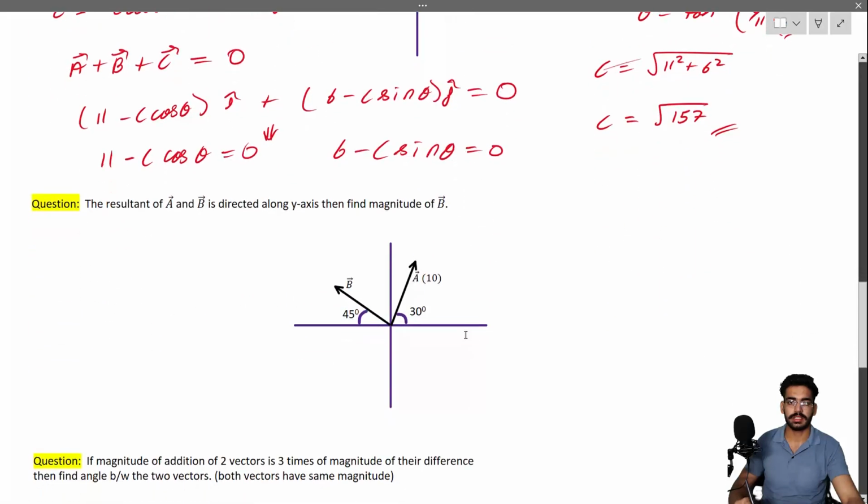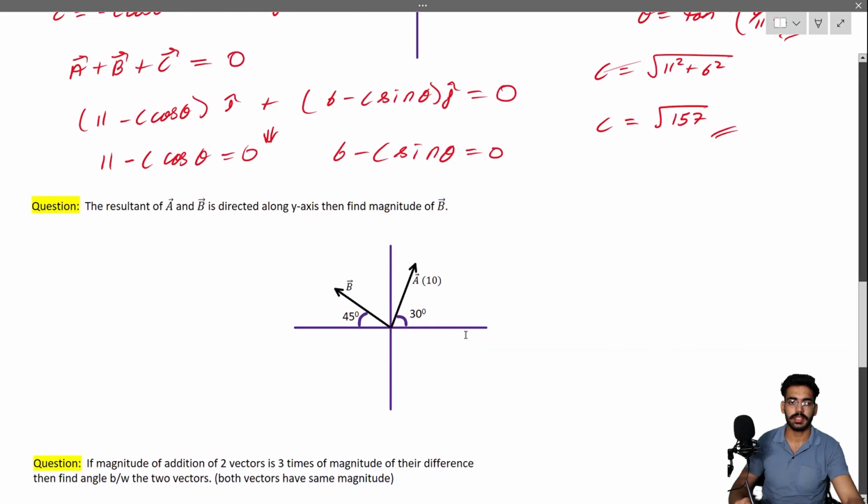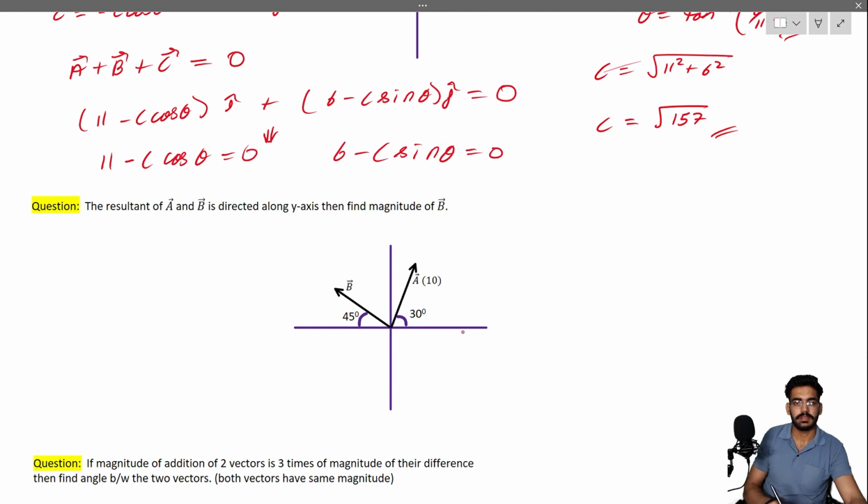Now let's go for next thing, which is: the resultant of A vector and B vector is directed along y-axis. Then find magnitude of B vector. Okay, resultant of A vector and B vector is directed along y-axis. Along y-axis it is directed, along x-axis it is not. Then magnitude of B vector. First write down A vector in x, i component and j component. If we are saying x and y, then write down x and y.